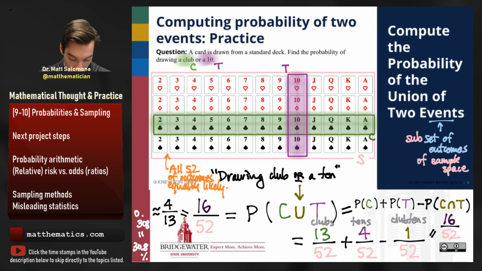So the takeaway from this example is that to determine the probability of a union of two events, it is not enough to just add together the probabilities. We also need to subtract the probability of the intersection so that we don't double count any outcomes as being part of more than one set. Because that is, after all, the cardinal sin.